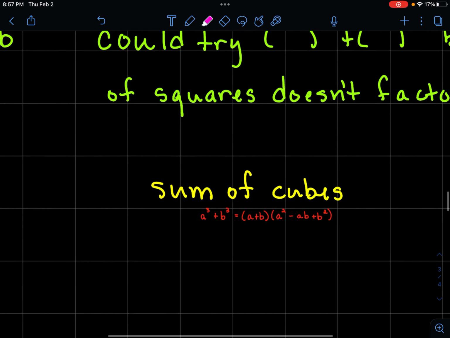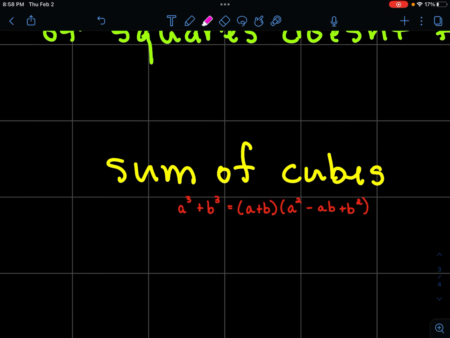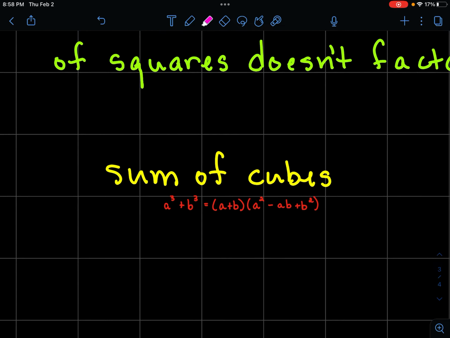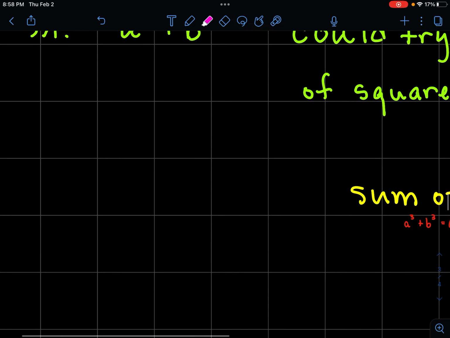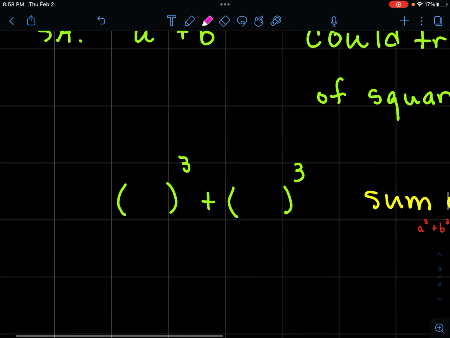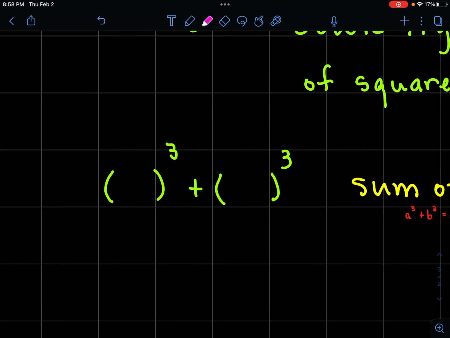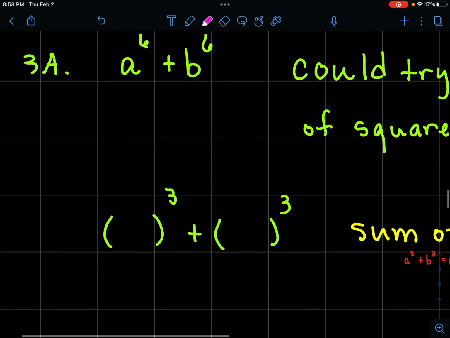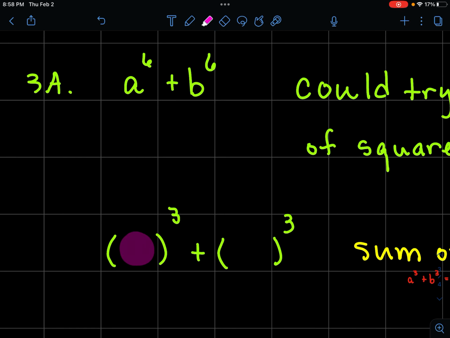So now we have to revert back to the cubes. So instead, let's do the sum of cubes. And a reminder, what's the sum of cubes factored form? Once again, a cubed plus b cubed. That's a plus b times a squared minus ab plus b squared. So let's fill in those parentheses. Let's rewrite it like this. What to the third power plus something else to the third power?